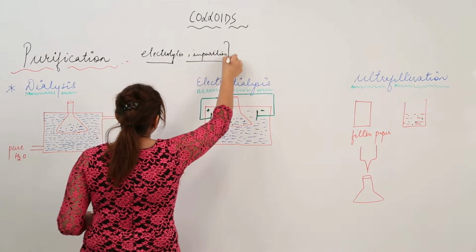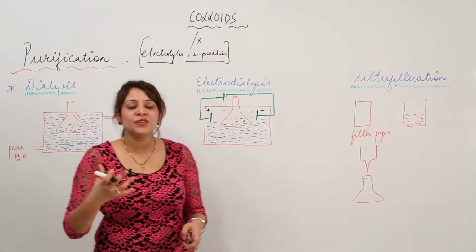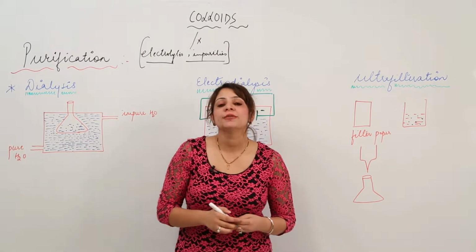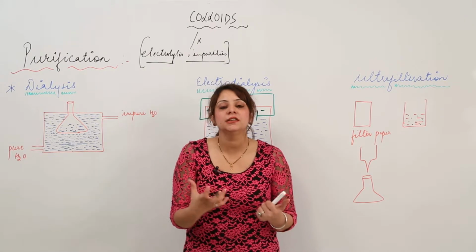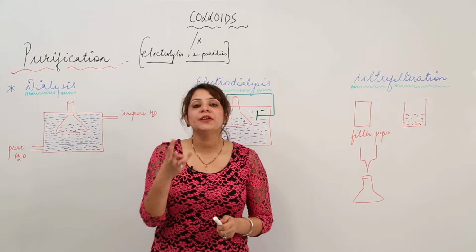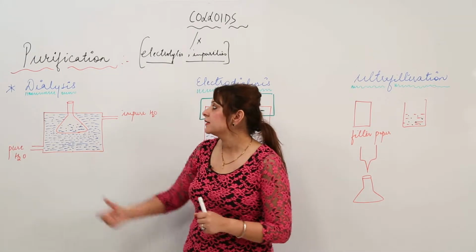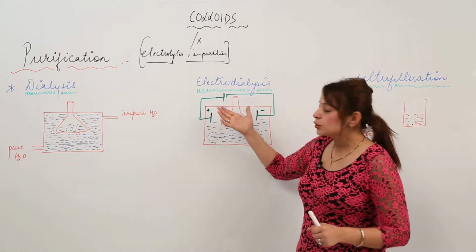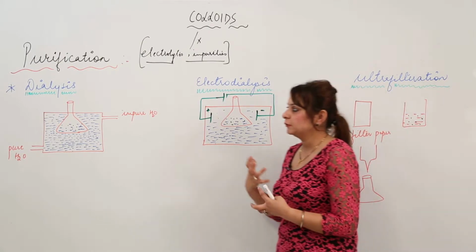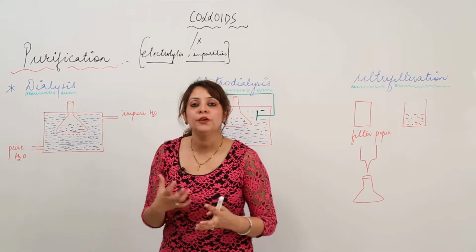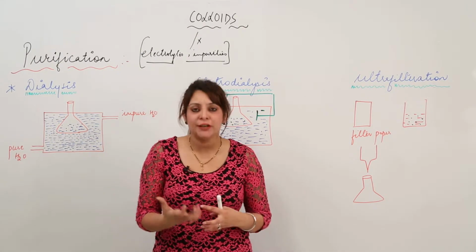So, we need to separate them, right? We need to separate them from the colloid because they will interfere in the action of colloids. So, for purifying we need to employ certain processes. We have three main processes used in the purification of colloids: dialysis, electrodialysis, and ultrafiltration. We will take them up one by one, to see what phenomenon is involved in each case and how we get to purify those substances.